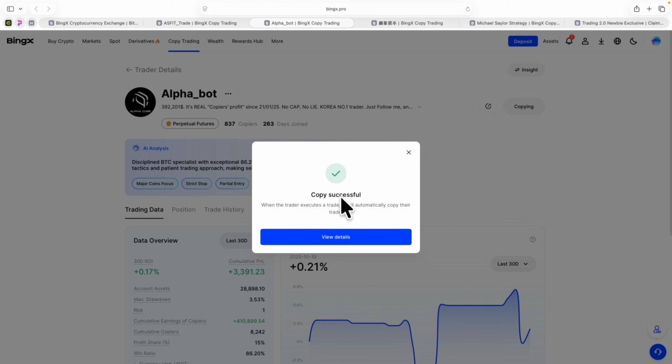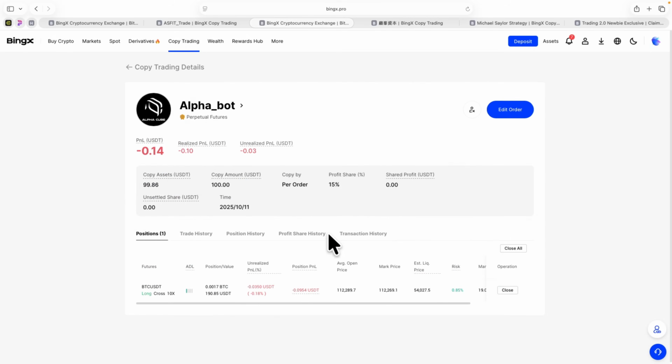And just like that, you've copied successfully. When the trader executes a trade, you will automatically copy that trade. So you can see you don't need to be doing any analysis. You don't need to be coming here to check charts every day. No, just set it up like this and forget about it. But you need to be checking it regularly. You can be checking it maybe twice a day to just be monitoring how much you are making or losing from that trader. So if you click on view details right here, it will bring you to this page. So you can see right here on the screen now, I've immediately entered the trade.